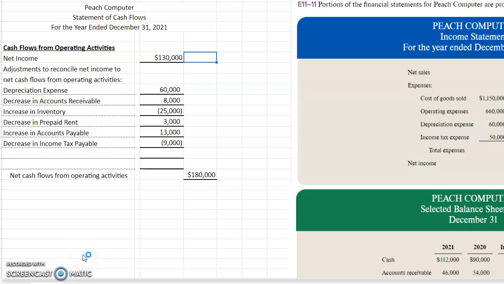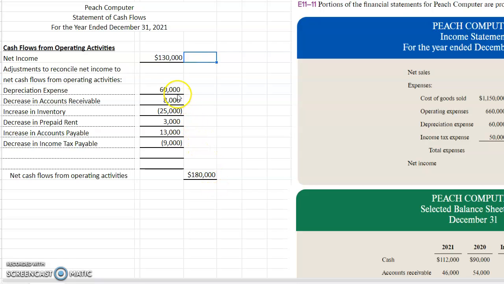Hello. Today we're going to walk through exercise 1111, which is calculating net cash flows from operating activities. I'm going to have to scroll back and forth because the screen is wider than what I can record. So we'll look at the left side first. This is the cash flows from operating activities.